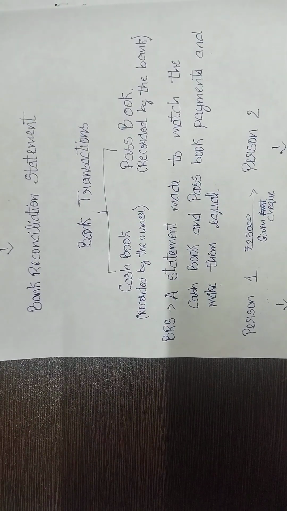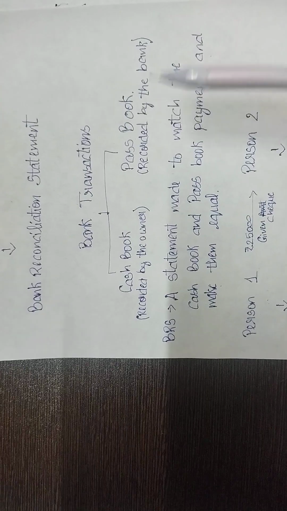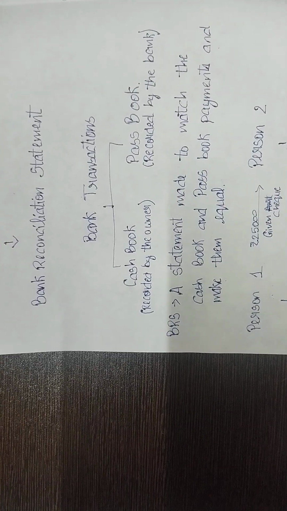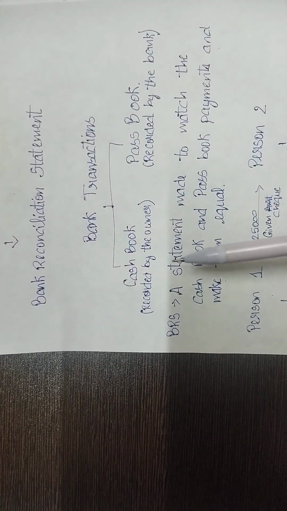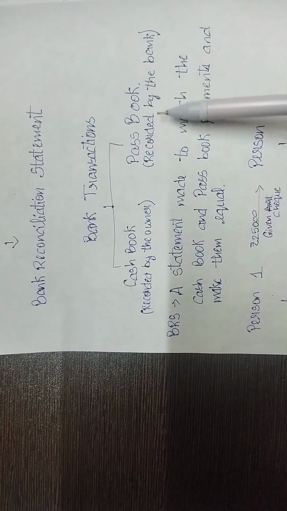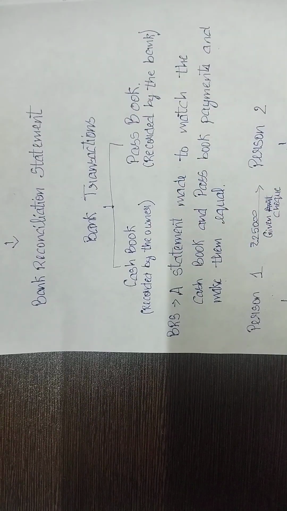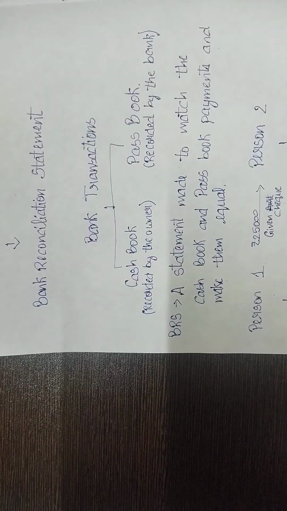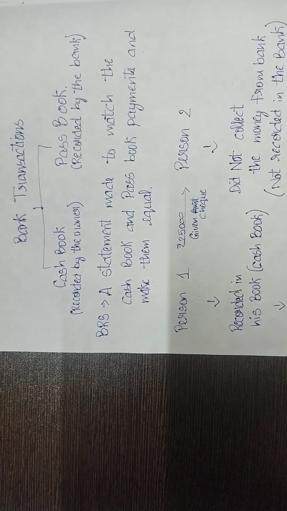So, while we make a bank transaction, there are two books in which we record it. That is, one, the cash book, and two, the passbook. The bank transactions recorded in the cash book are made by the owner. In the passbook, the bank records the bank transactions. For better understanding, let's take an example.